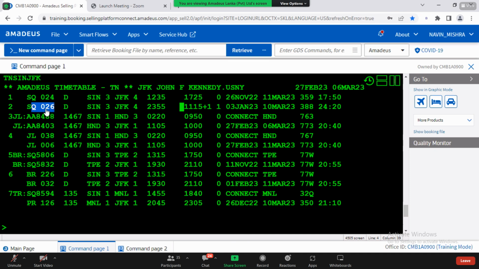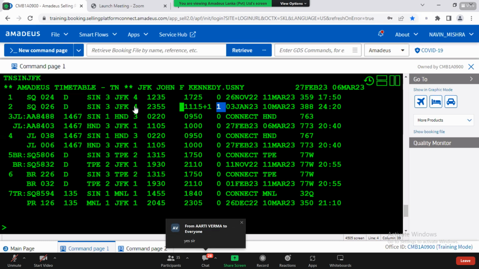Okay, I'm just going to make it clear once more. See here, SQ026. This is the flight number. This flight is departing from Singapore to John F. Kennedy. Is that clear till now, Hassan? The departure time and arrival time are also clear. Yes. Now, apart from this, the one stands for between Singapore to John F. Kennedy, there is one stopover. Yes or no?